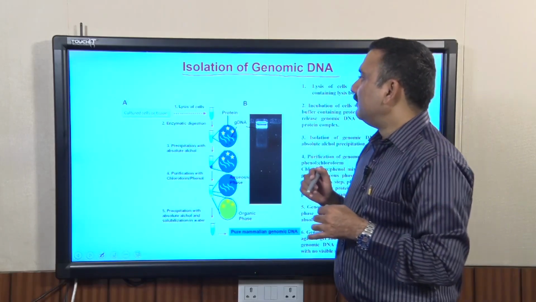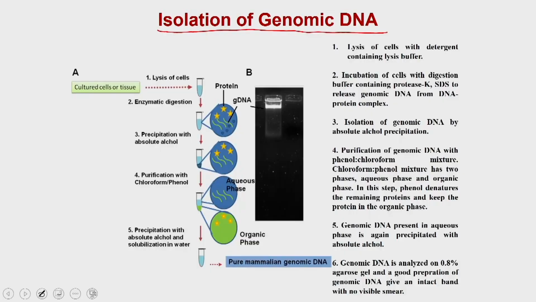Under this protocol, in step 1 you lyse the cells with detergent, for example SDS, and a lysis buffer. The lysis buffer contains Tris, EDTA and the detergent, which in this case can be SDS. That is going to lyse the cells and release the DNA.